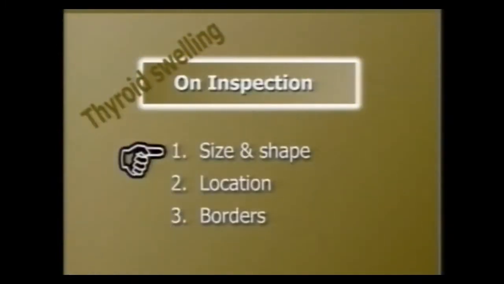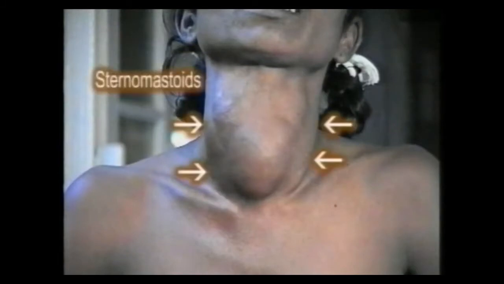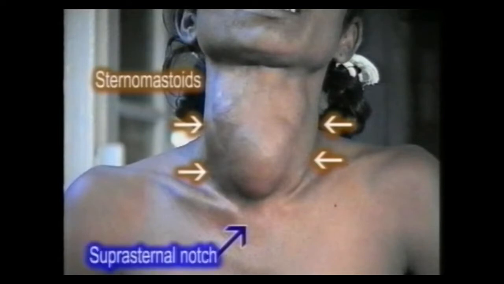First, note the size and shape of the swelling and its situation. Whether it is on one side of the midline, in the midline, or whether it extends on both the sides. Measure the exact size in centimeters using a measuring tape. Now note the extent of the swelling, particularly the lateral border in relation to the sternomastoid and the lower border in relation to the suprasternal notch of the sternum.